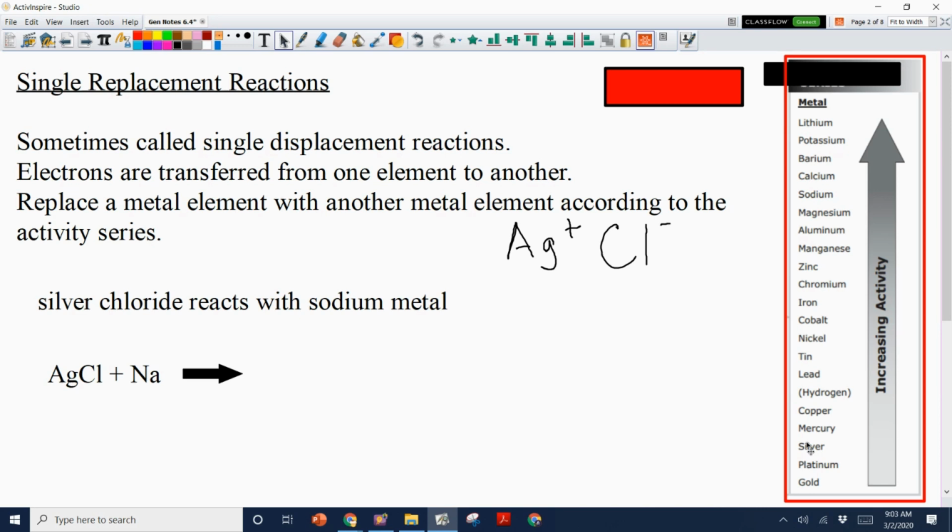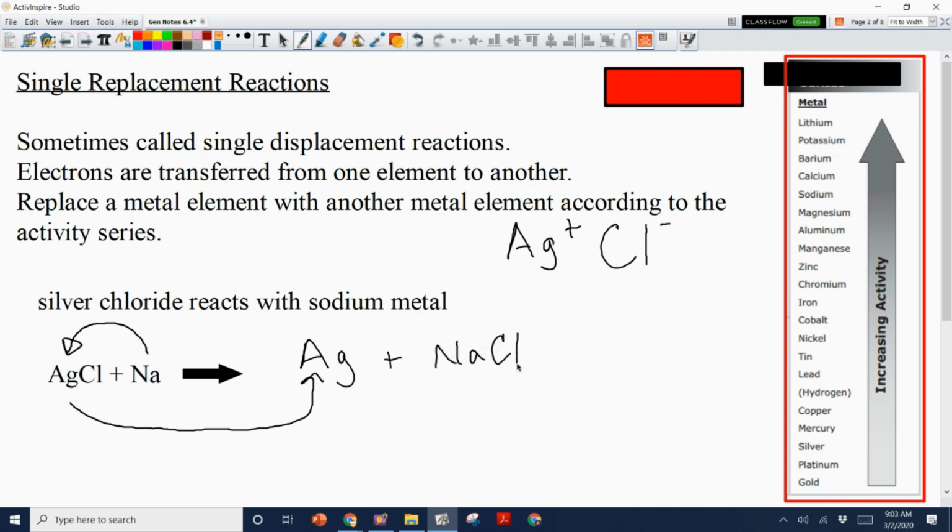So since it is stronger, it's going to push out silver. So silver is by itself. And then we're going to have sodium bonding with chloride. So this is going to be sodium chloride. All right. Now we have to make sure that we have the proper formula here. So we're going to have to do charges. So sodium is a +1, chlorine's a -1. So those cancel each other out. So that is the formula there.